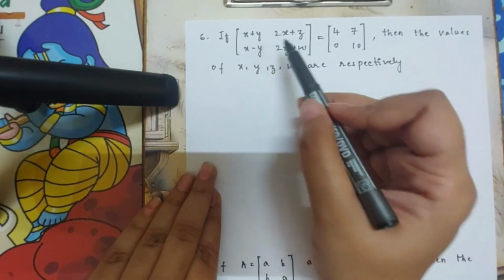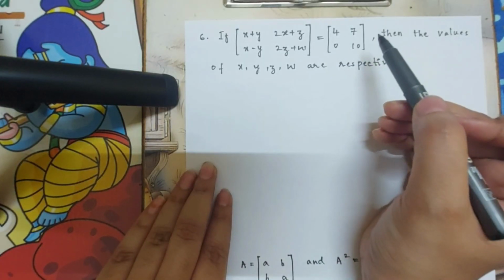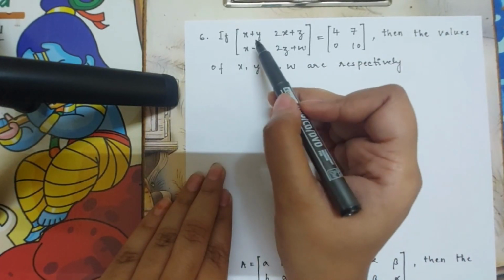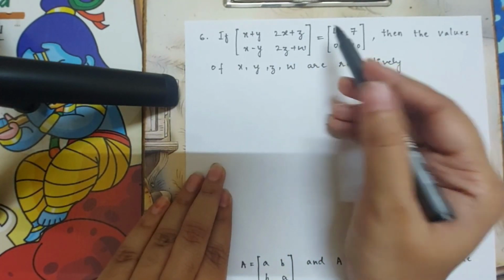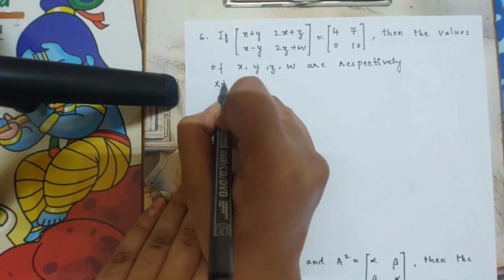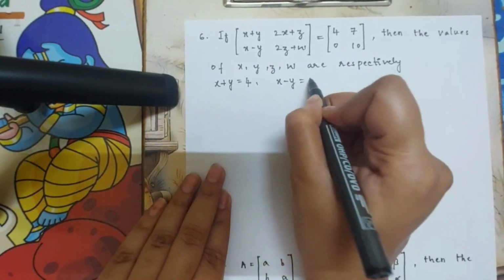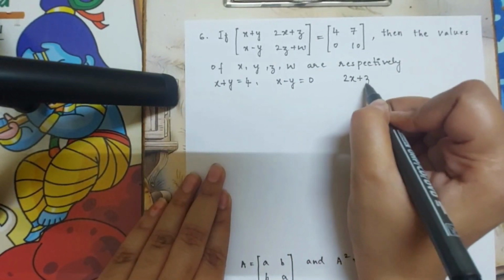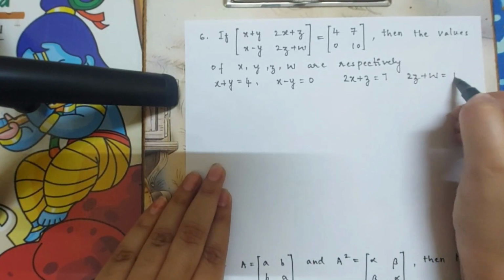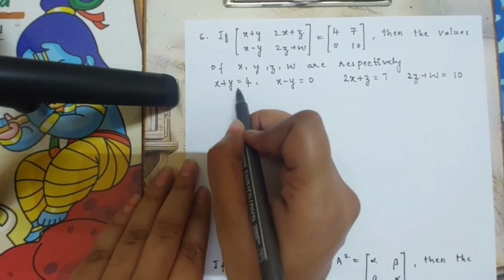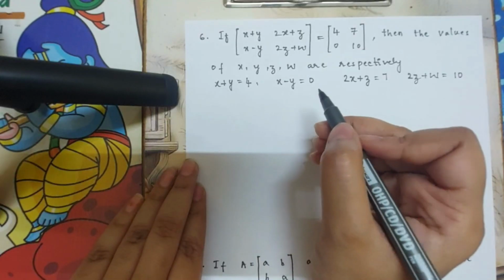So for this, they have given us this matrix is equal to this matrix. So once we go with the equality of matrices, we will be able to write the corresponding elements as equal. Since these two matrices are equal, I'll be able to write x plus y is equal to 4, x minus y is equal to 10, 2x plus z is equal to 7, and 2z plus w is equal to 10. Now x plus y is equal to 4 and x minus y is equal to 10 are in the form of simultaneous linear equations.